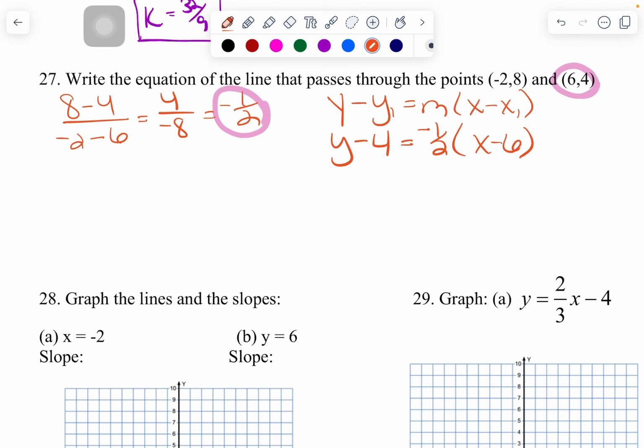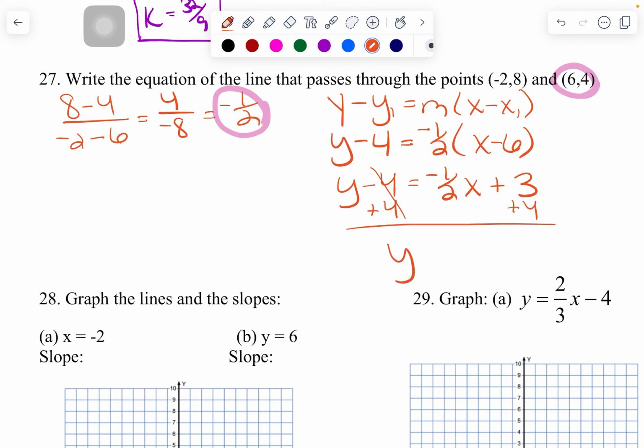If it doesn't specify putting it in slope-intercept form, you could stop here. But for slope-intercept form, let's go ahead and distribute -1/2 times x minus 6. -1/2 times -6 is going to be positive, and half of 6 is 3. Let's go ahead and add 4 to both sides. My brain is already getting ahead of me. So y is equal to -1/2 x, 3 plus 4 makes the 7. And that is your equation in slope-intercept form.